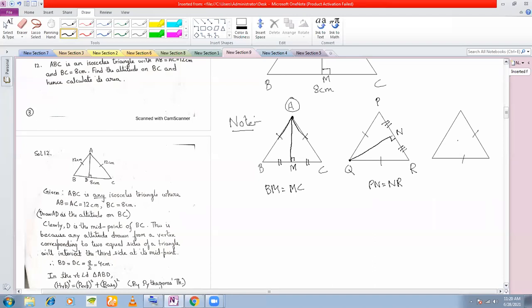And here, third triangle. Let us call this triangle SLP. Now this P is the vertex that contains the equal sides. From here, if I am drawing a perpendicular, let us call this point Z, then LZ will be equal to SZ. That means these two will be equal.